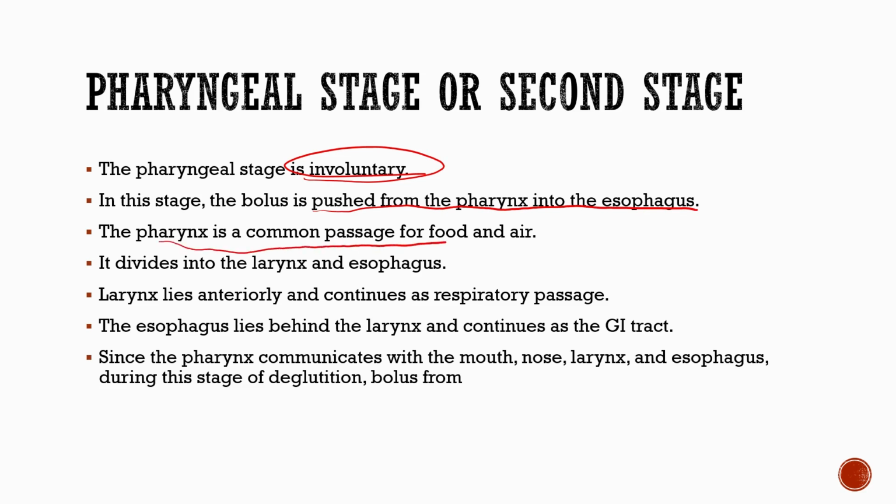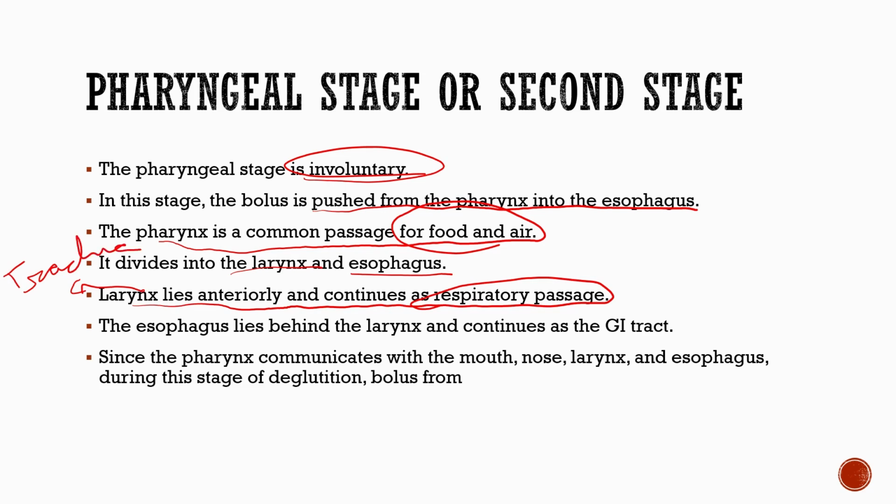The pharynx is a common passage for food and air both. It divides into the larynx and the esophagus. The larynx lies anteriorly and continues as the respiratory passage, so it joins with the trachea. The esophagus lies behind the larynx, so it continues as the GI tract.